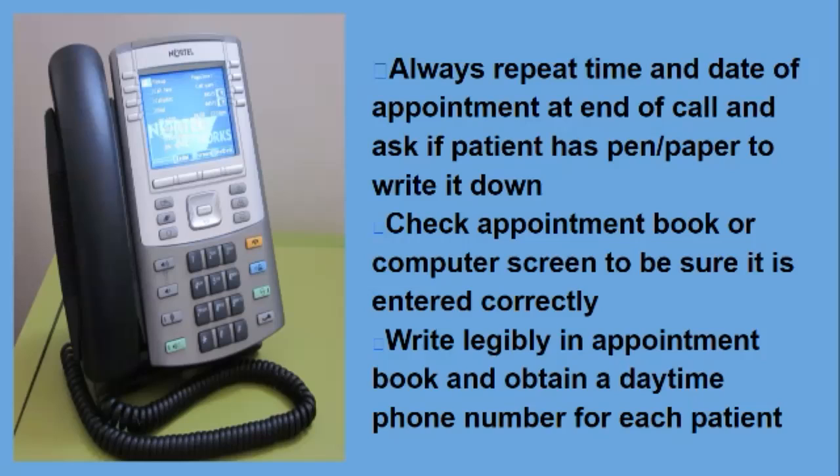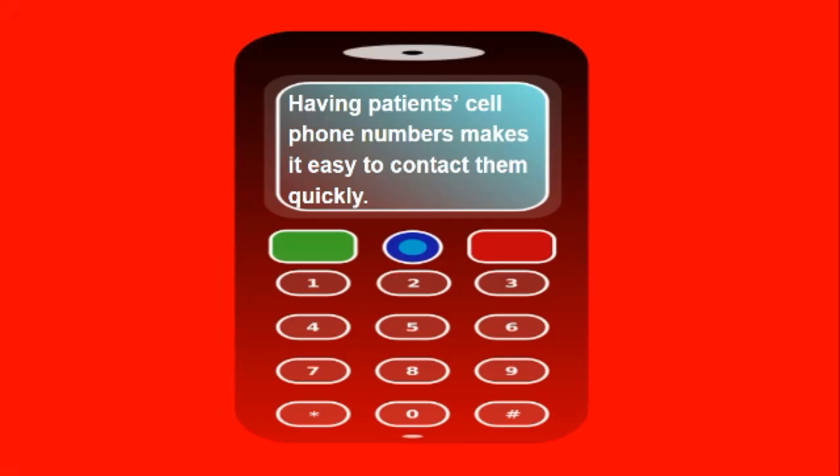You should always repeat the time and date of the appointment at the end of the call and ask if the patient has pen or paper to write it down. Check the appointment book or computer screen to be sure it is entered correctly. You should write legibly in the appointment book and obtain a daytime phone number for each patient, so that when you're looking at the paper book, you already have the information you need to call the patient back. Having patient cell numbers makes it easy to contact them quickly.